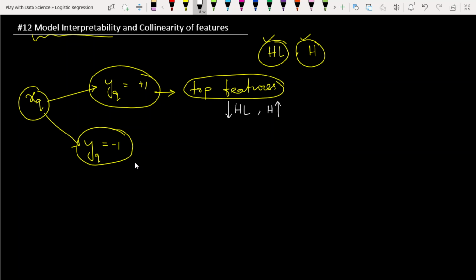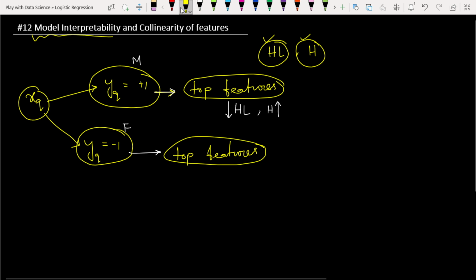But if we look at the negative class, that is the female class, in another language, this is the male class and this is the female class. If we consider the female class, which is the top feature? In this case, the top feature is hair length. Hair length is the most important one and height is the less important one.